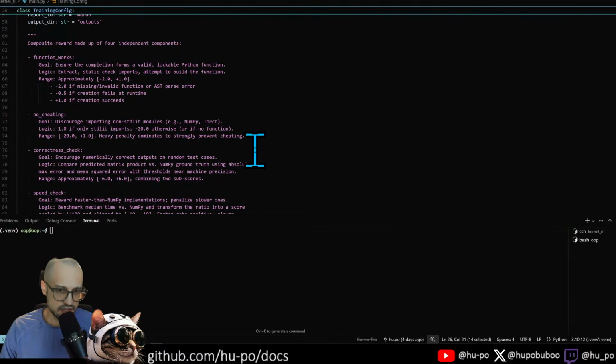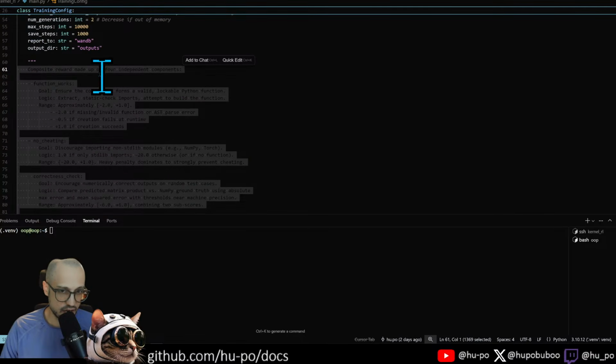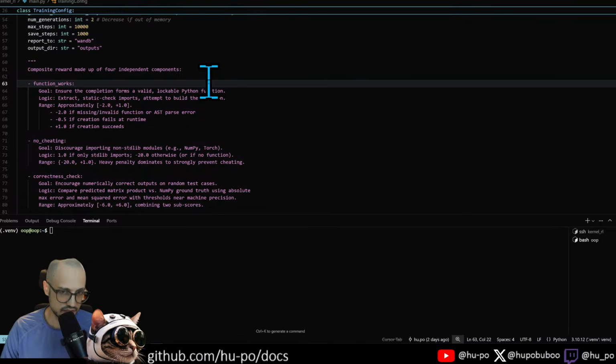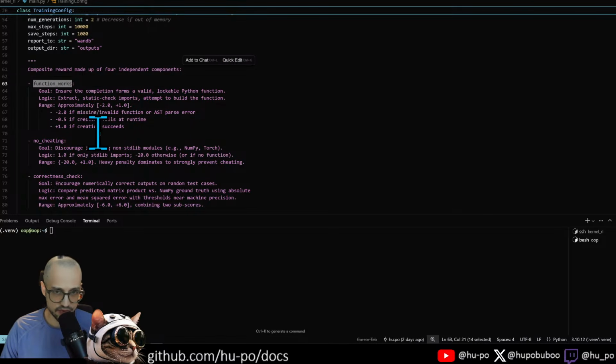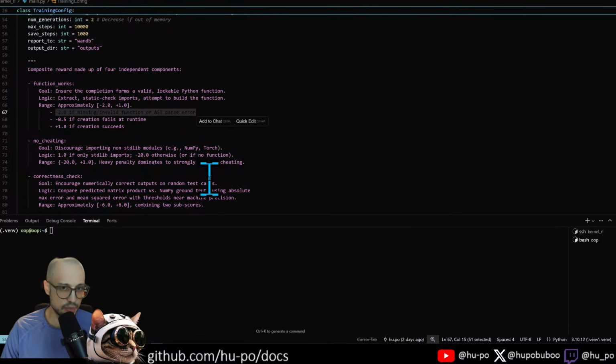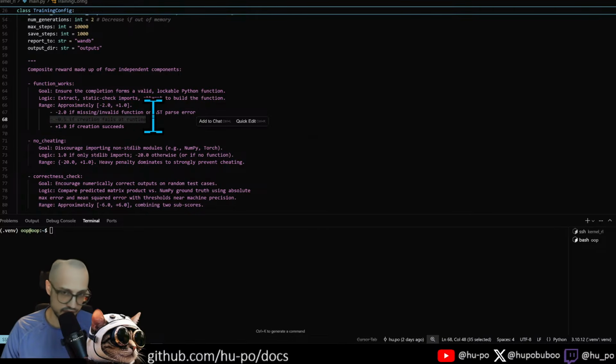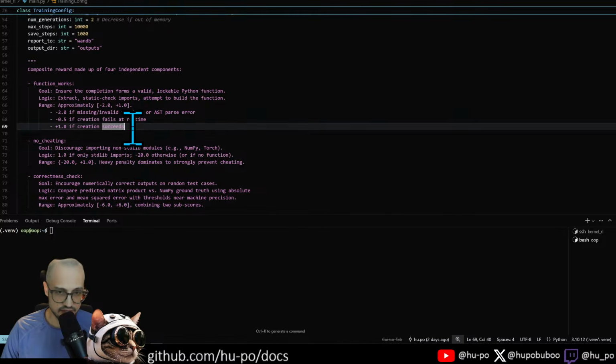But if you actually look at the script, what is the reward function? This is the reward function. It's a composite reward made up of 4 independent components. Okay. So it's like one of those multi-part loss functions. It's kind of the same thing here. You have a multi-part reward function. And for example, part of it is going to be whether the function works, whether the actual little matrix multiply Python function is actually valid. -2 points if you have an invalid function, -0.5 if you try to create the function and it fails for some error, +1 if it succeeds, right?